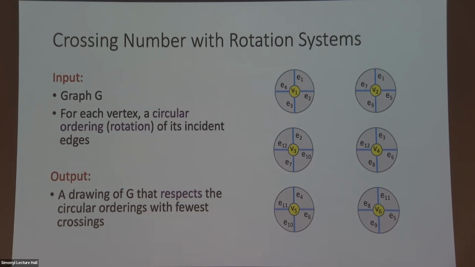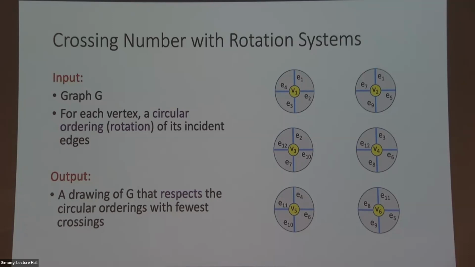It's called crossing number with rotation system. It's a very similar problem. The input is a graph G, but apart from that, we're also given for every vertex a circular ordering on its incident edges. So for example, if we are given a graph with 6 vertices and v1 is incident to 4 edges, then we are additionally given an ordering on these 4 edges. And the goal is to compute a drawing of this graph that respects all the circular orderings.